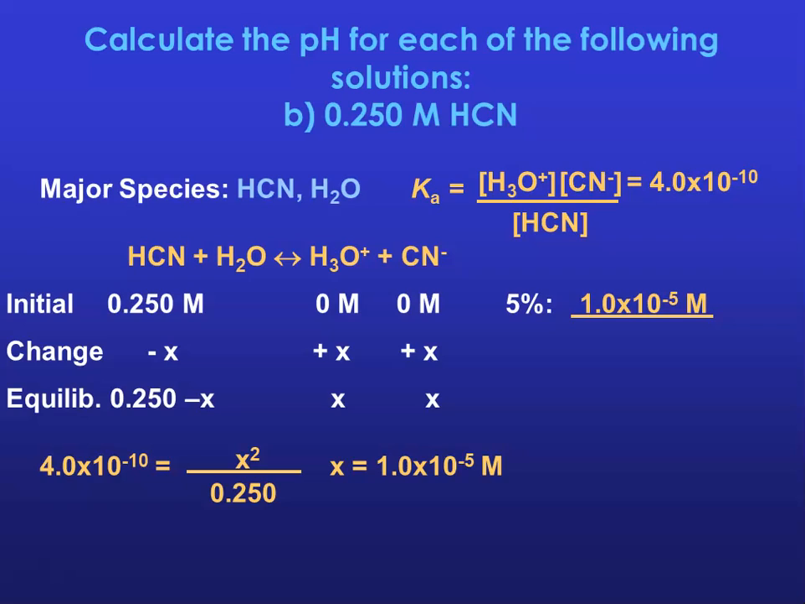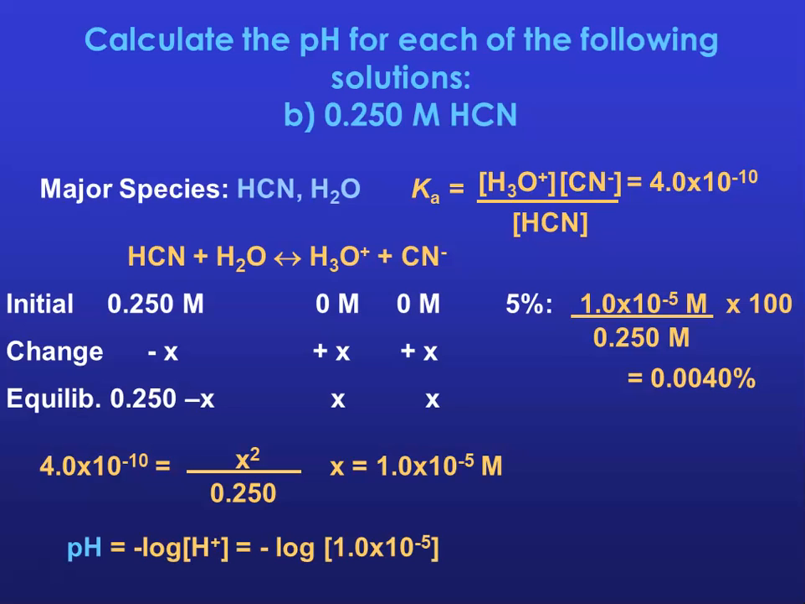If I do my 5% rule, it's going to be even smaller than the 1.6 we saw in the previous slide, 0.004%, well within that 5% range. But I now know what X is, which is my hydrogen concentration, and I can use that to calculate pH. 5.00.